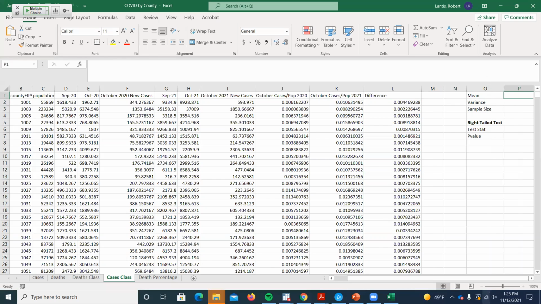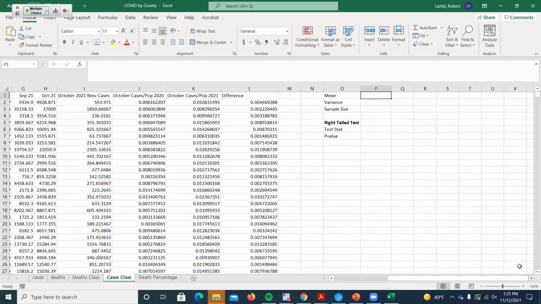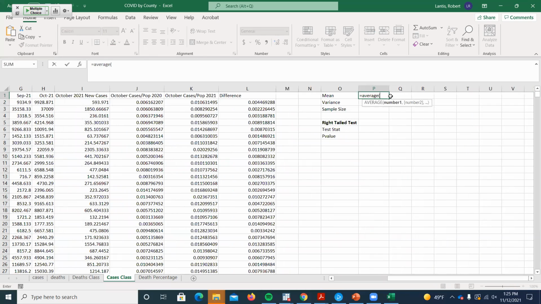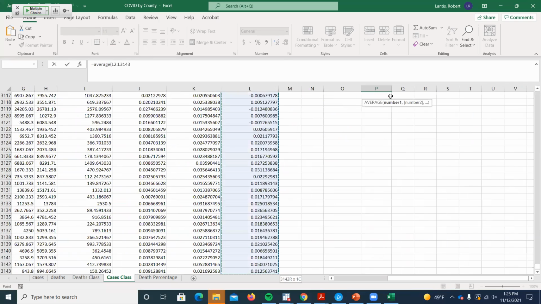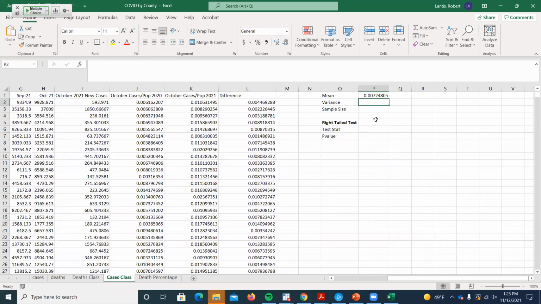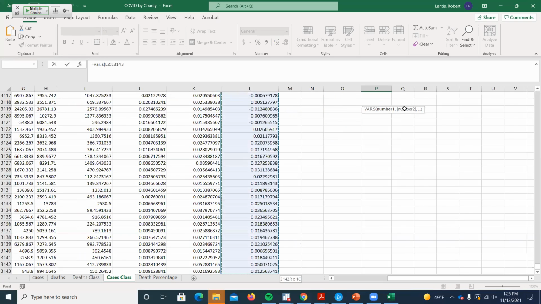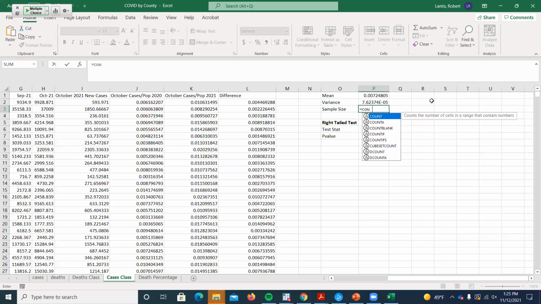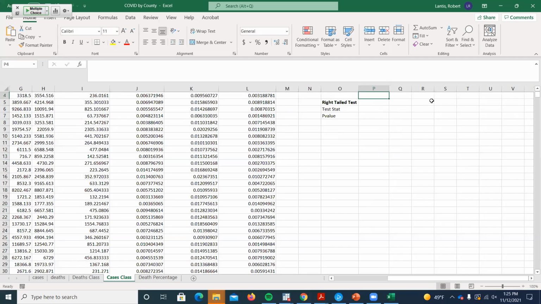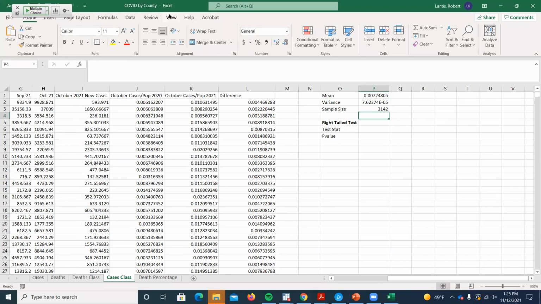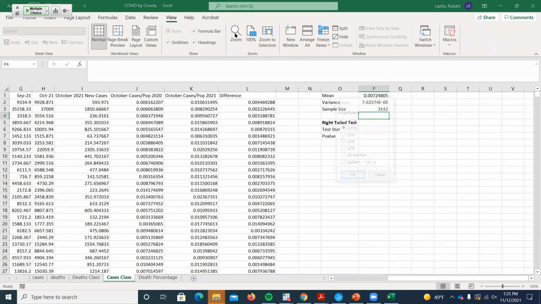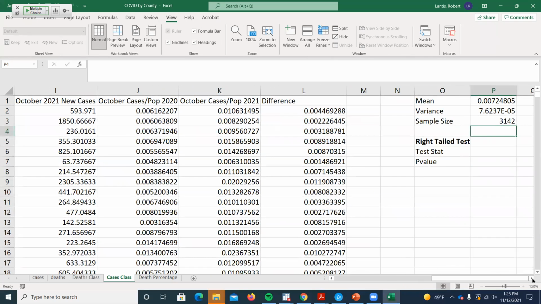So here, I'm going to find the mean of my difference variable, just using my average function. It's easy enough. Control Shift, Command Shift to select the entire column. var.s, so I'm finding the variance of this difference variable. That's easy enough. And then I'm going to use that count function to find the sample size. These are all things that we've done before. It's just now we're doing it for this difference variable. Make this a little bit larger here, sorry.